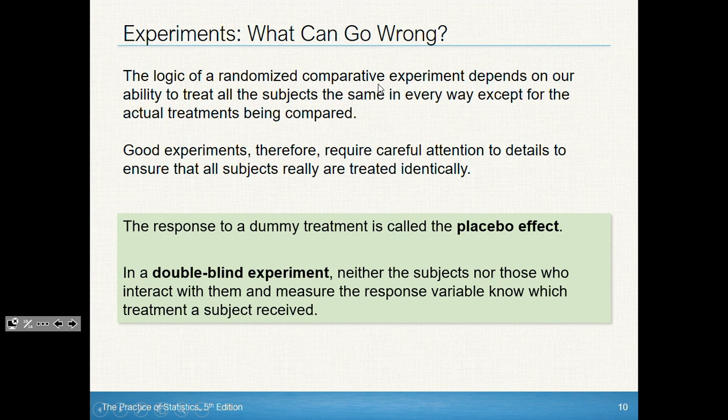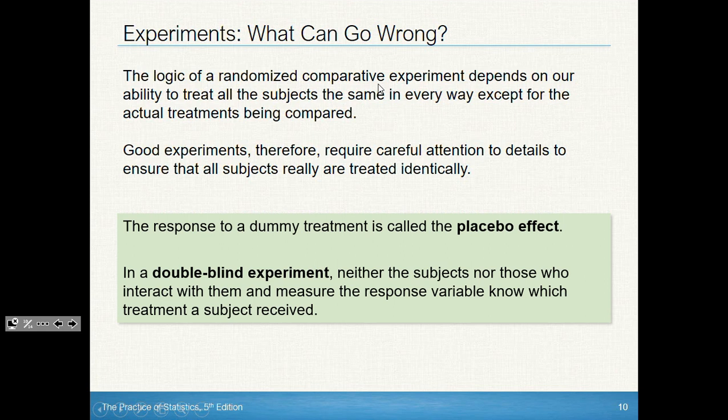We've also talked about a placebo effect and a double-blind experiment. A placebo is a dummy treatment, sometimes called a sugar pill, although it doesn't have to be a sugar and it doesn't have to be a pill. Placebos appear to be real treatments, so that the person receiving them believes they're actually receiving a treatment, that they are in fact blind to whether or not they're getting the real treatment or the placebo or the dummy treatment.